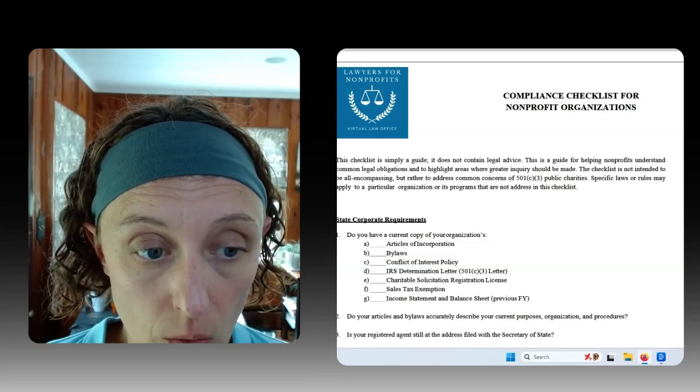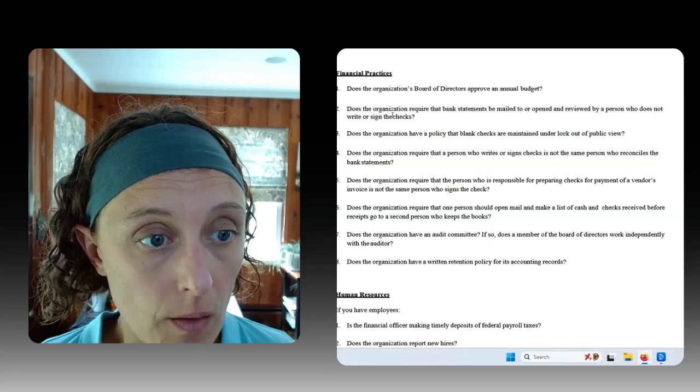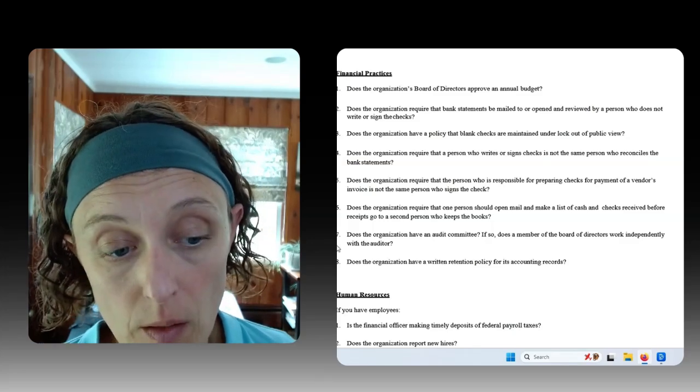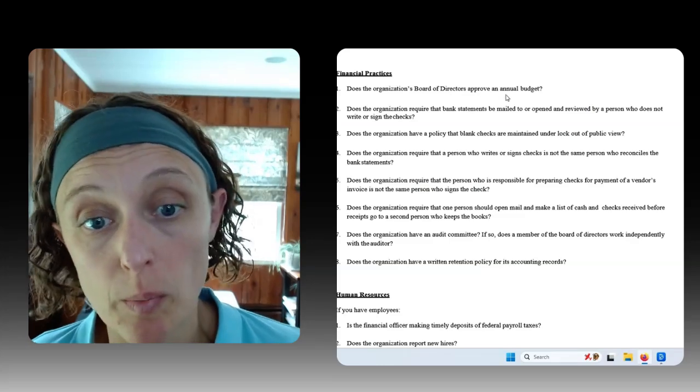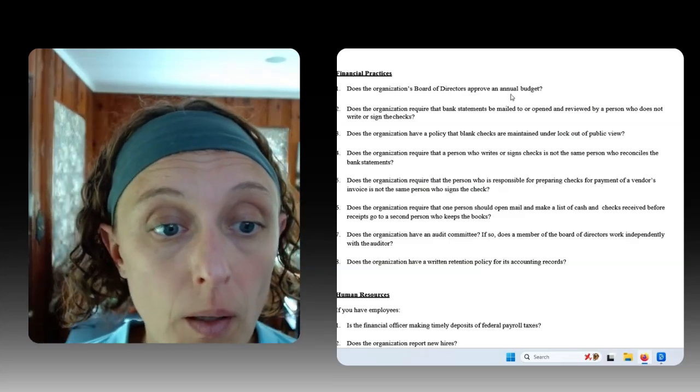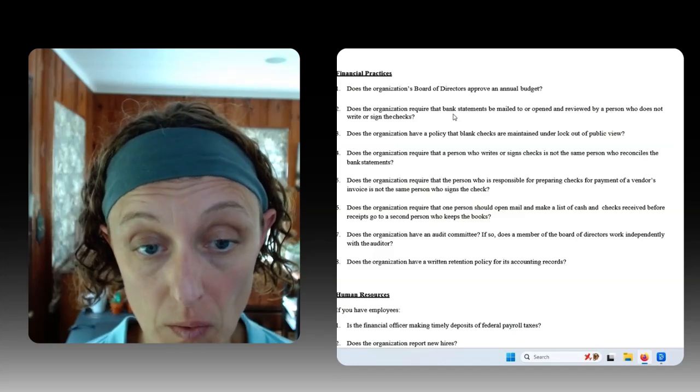I just got this online. You can print this out and find it. This is some of the financial practices that the board should make sure are in place. So the board of directors should be approving the annual budget, like I just talked about. And then there are some other things, like accountability and transparency things.